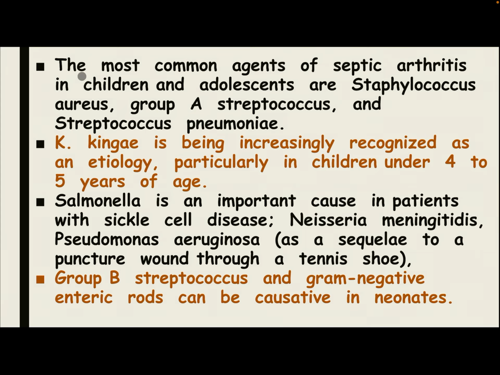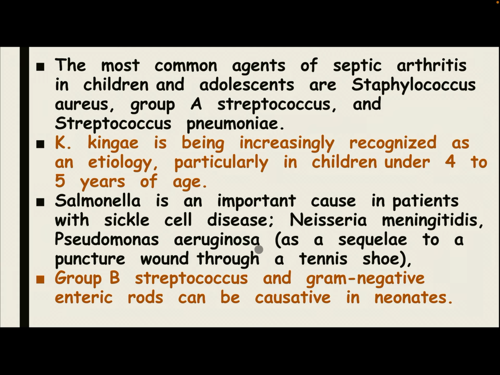As we mentioned, septic joint. The most common agents of septic arthritis in children and adolescents are Staph aureus, group A Streptococcus, and Streptococcus pneumoniae. Kingella kingae is increasingly recognized as an etiology, particularly in children under 4 to 5 years of age. Salmonella is an important cause in patients with sickle cell disease, but keep in mind that Staph aureus is still the most common cause of septic arthritis in patients with sickle cell disease. Salmonella is just more recognized in these patients.